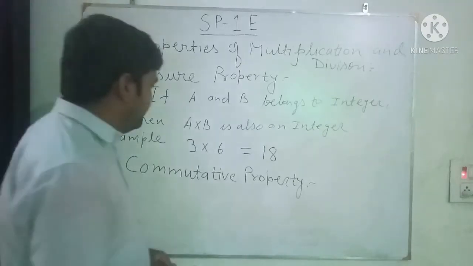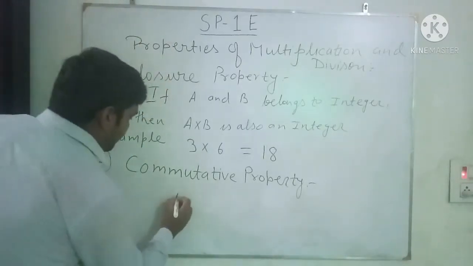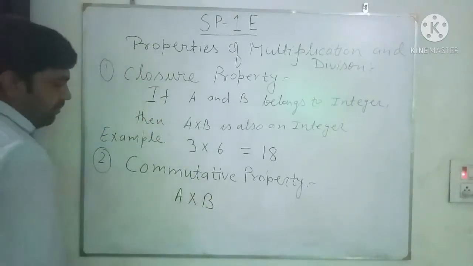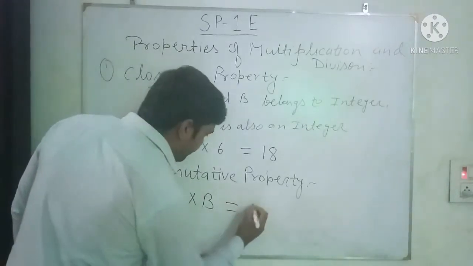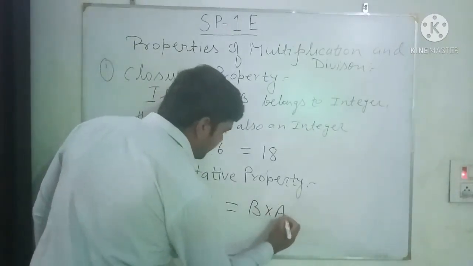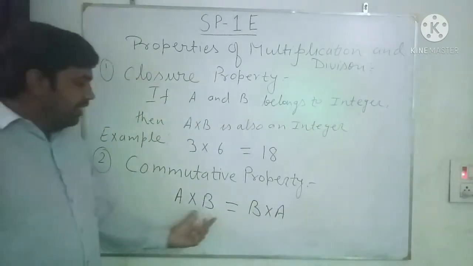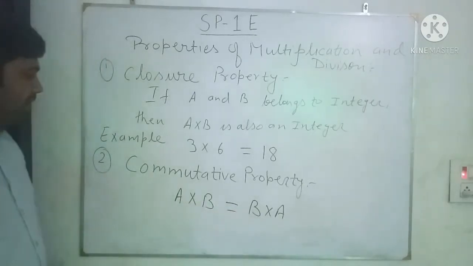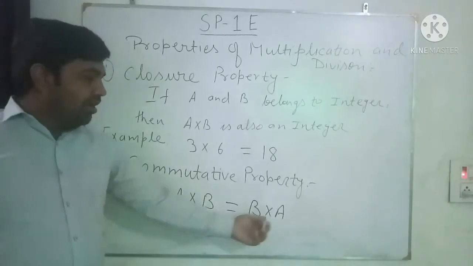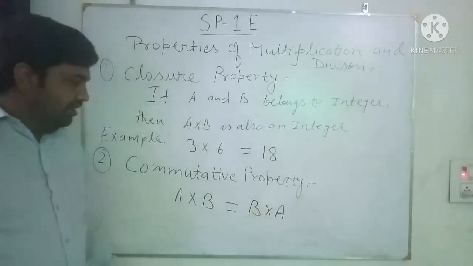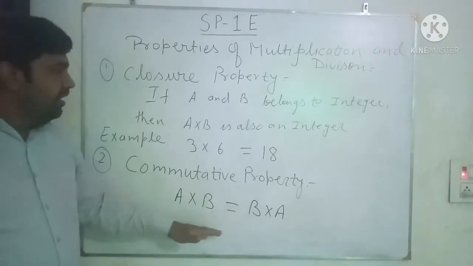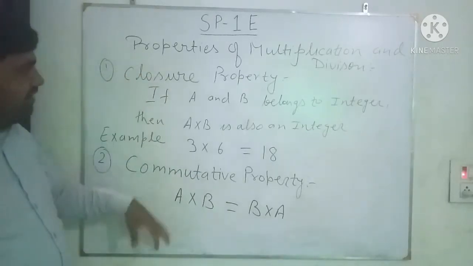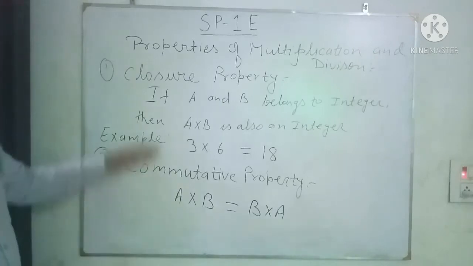For the commutative property, an example: a into b, where a and b are two integers, both are multiplicands. So a into b is equal to b into a. See, here we have changed the order of the multiplicands. Here a is multiplied with b and here b is multiplied with a. That is called the commutative property. If by changing the order of the multiplicands the product does not change, this means that multiplication holds the commutative property. All these properties I am writing for multiplication only.